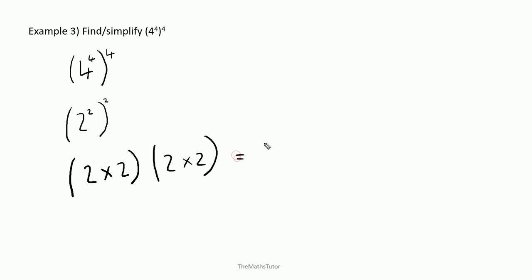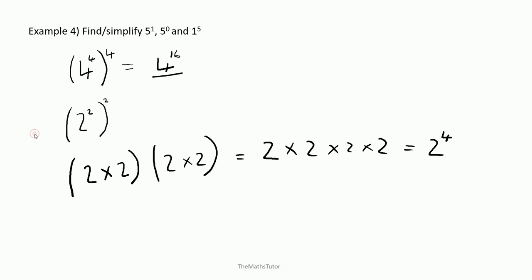So if I were to write this out, I would end up with 2 times 2 times 2 times 2, which is 2 to the power of 4. And now you'll notice that this 4 is simply 2 times 2. I've timesed the powers together. So this is what you do in this instance here. I do 4 to the power of 4 multiplied by 4, which is of course 16. So now if we look at the next example.